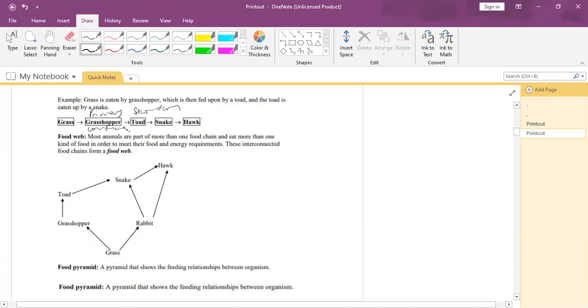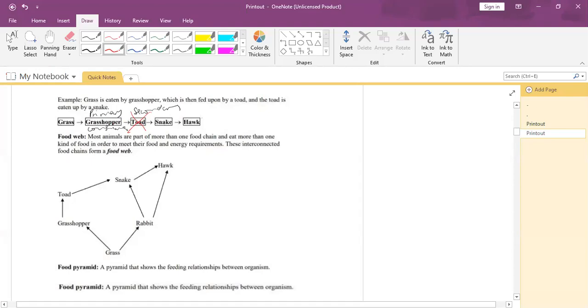Then you also have questions where they will tell you that maybe one particular level is not there. So what happens to the population of the level before or after it? For example, what will happen to the grasshopper population if the toad population goes down? So the toad population here, let's say this is down. What happens to the grasshopper population? I expect the grasshopper population to go up based on this chain.